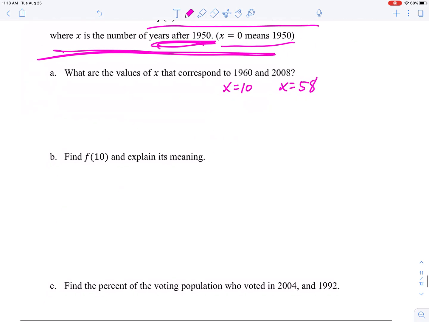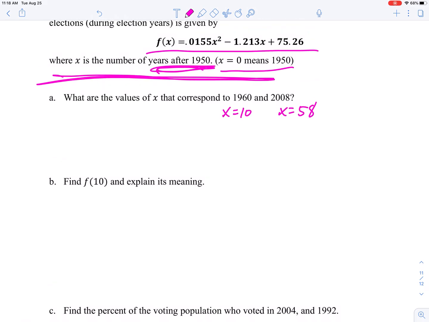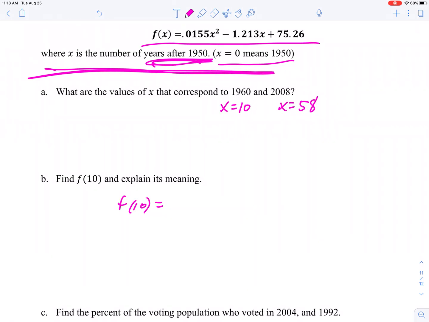All right. Part B here. Find f of 10. So remember what that means. f of 10 means we're going to replace all the x's in our equation with 10 and calculate. Of course, you can use your calculator on this one, but I'm going to write it out just to show you how it looks. So f of 10 looks like 0.0155 times 10 squared minus 1.213 times 10 plus 75.26.